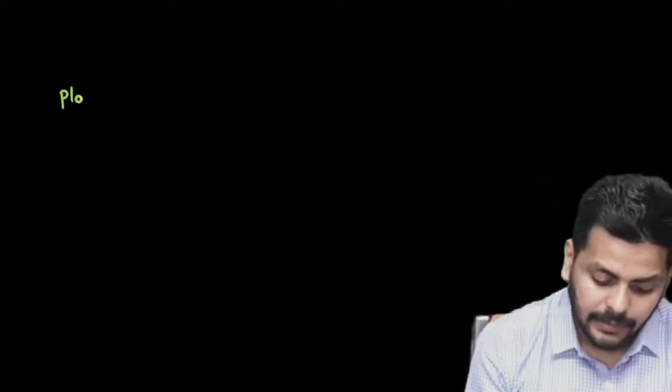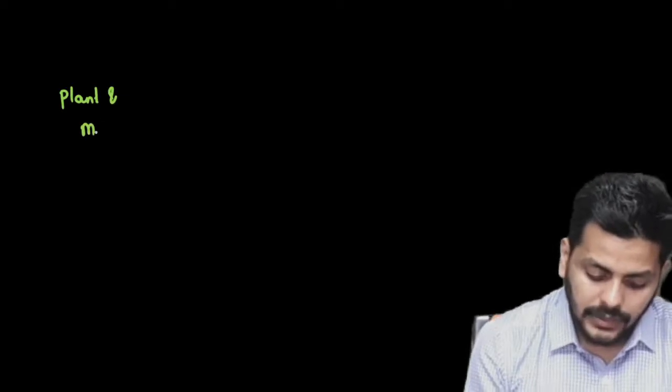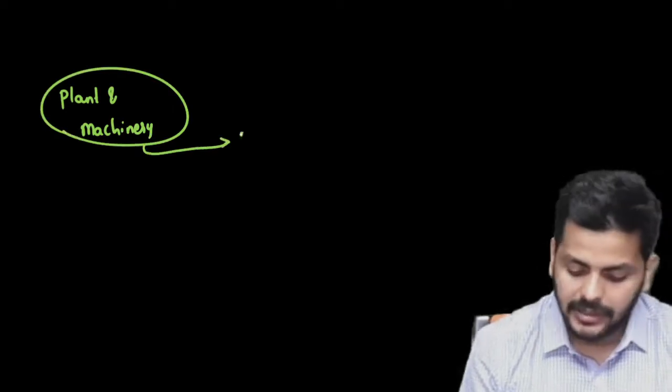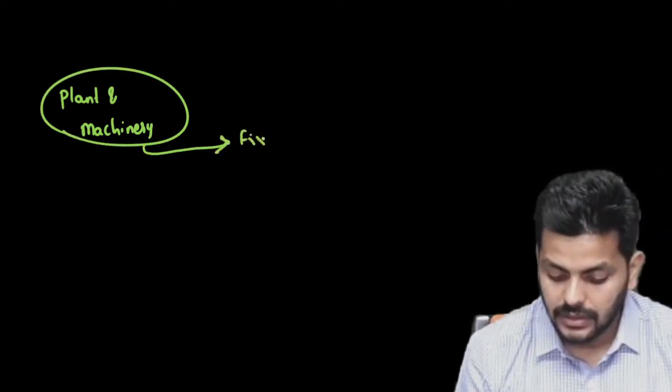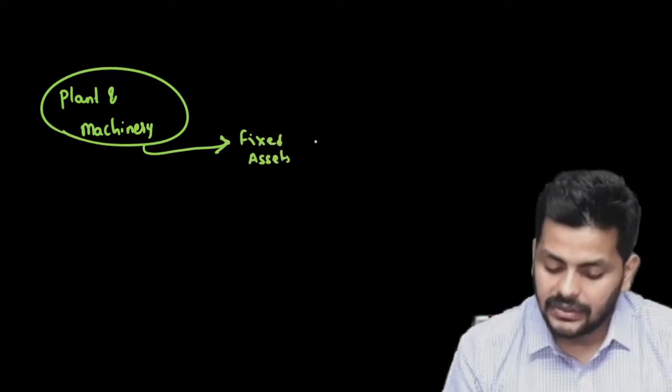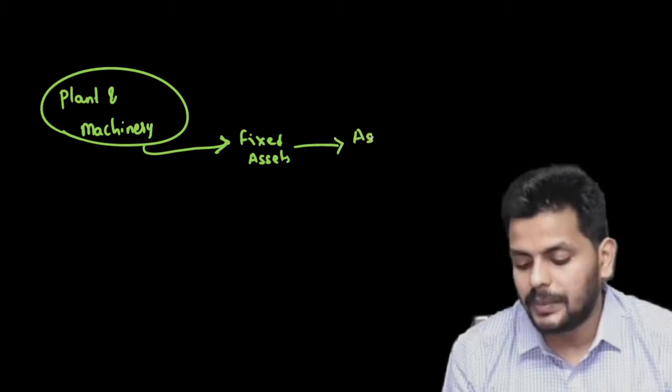So let's say we are creating plant and machinery. When you are creating a ledger like plant and machinery, where will it be connected to? Plant and machinery will be connected to fixed assets, correct? Now fixed assets is one of the categories of assets. This is how grouping happens, okay?